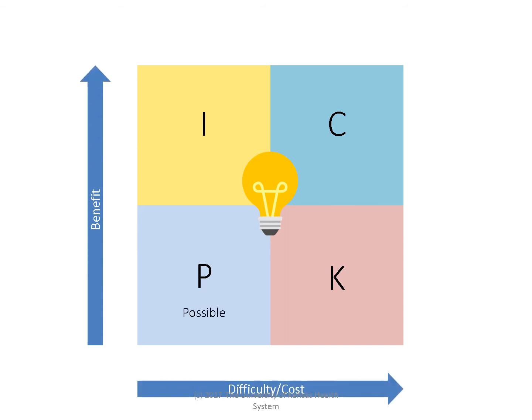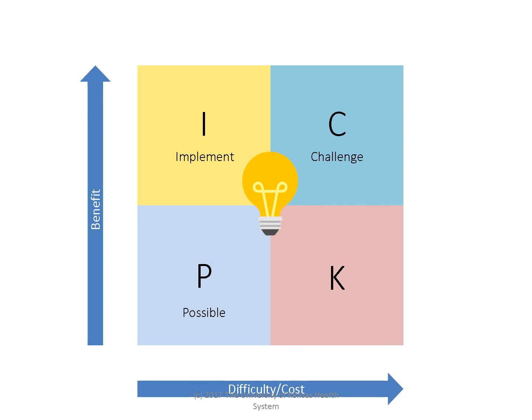If it has lower benefit and it is easy to do and doesn't cost much, it falls into the possible quadrant. These would be items that aren't necessarily as urgent or as quick to test and implement as some other categories. If it is highly beneficial and low difficulty or cost, it's a just do it. These fall into the implement quadrant.